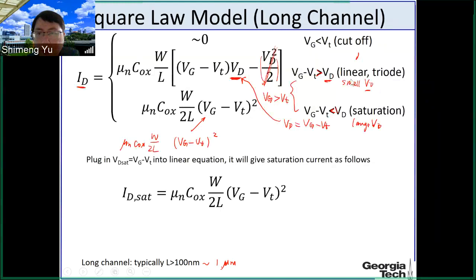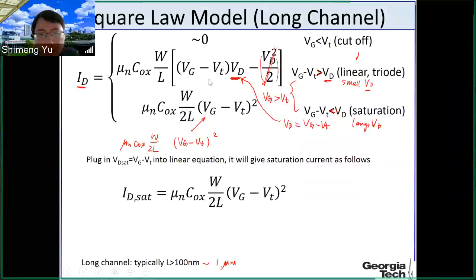And then the second region is the linear region or triode region. This is when the gate voltage is larger than the threshold, but the drain voltage is small, let's say smaller than Vg minus Vt. So here we have this equation to describe the drain current as a function of both Vg and Vd. Of course, we have those coefficients in front of the voltage terms. Those coefficients are the mobility, the gate capacitance per unit area, and then the W over L, those geometrical parameters.